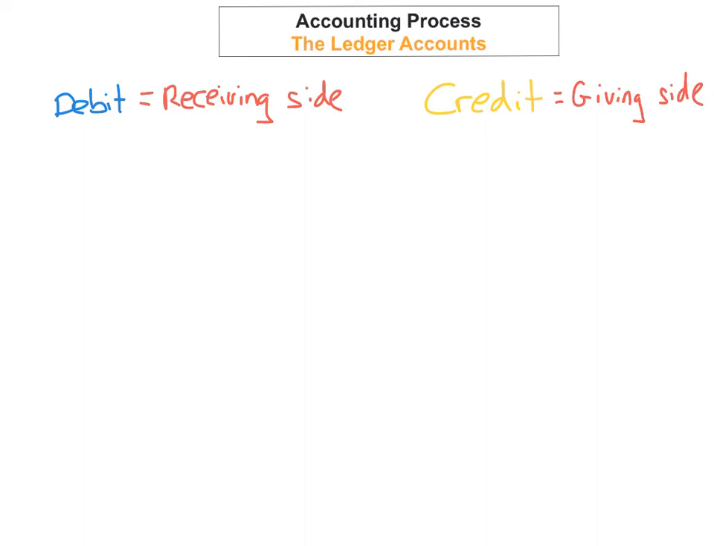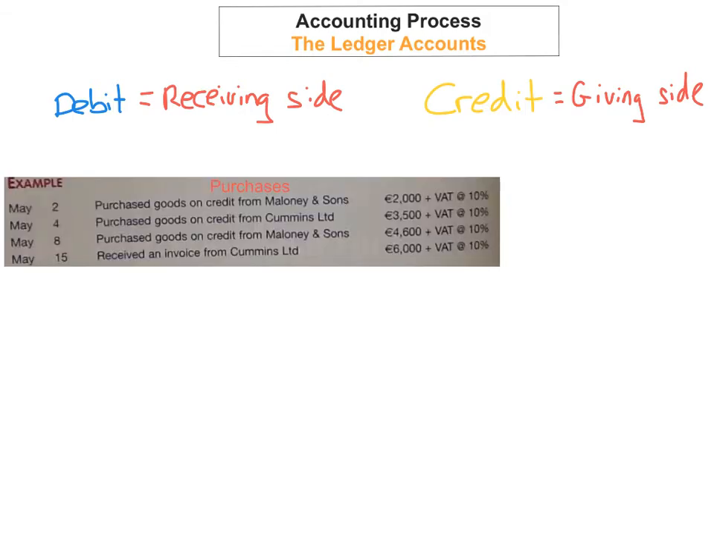I'm going to go back and do the question that we looked at in the first video of this accounting process. We looked at the purchases and the purchases returns, the day books. I'm going to continue on this question. As you can see, these are all the purchases that our business has made in the month of May, so we need to fill out the ledger accounts. We're going to fill them out now.